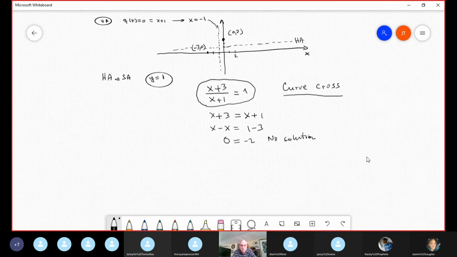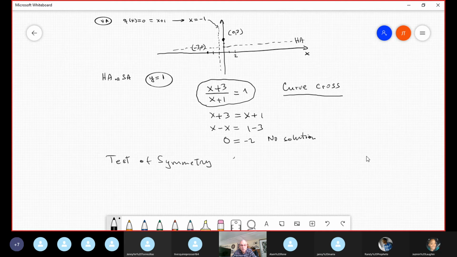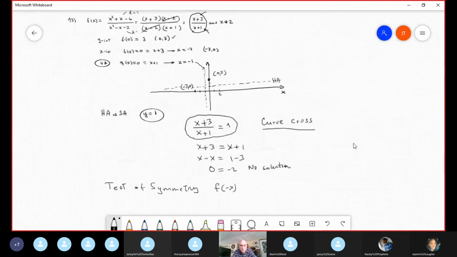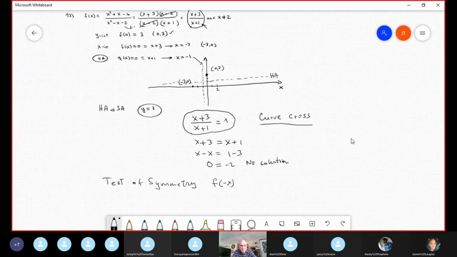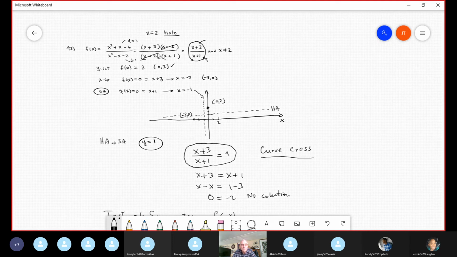Okay, let's do it now, the test of symmetry. Understand? Okay. Test of symmetry. Remember, you replace x for negative x. Your investigation is odd, even, or neither. What do you think? Help me. I need help to understand this. You apply the test of symmetry in the original, or in the new one? What do you think? In the original, or in the new one, after the simplification of the hole?